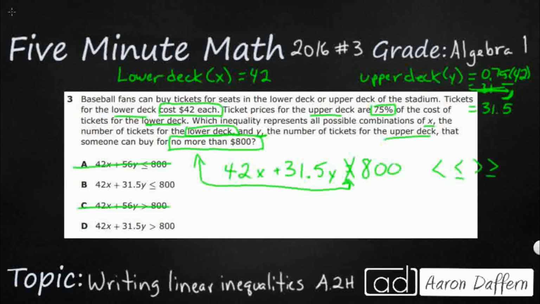Now, it could be no more than 800. Can it be 800? Yes. So if it's no more than 800, it can include 800, which means I'm going to use an equal to. It could be no more than, so it has to be less than. So that's right there. So less than or equal to, my answer is B.